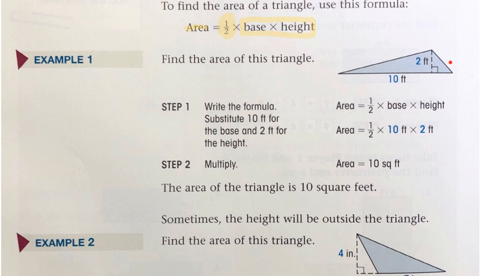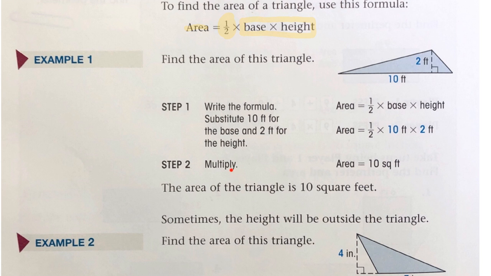Find the area of this triangle. We're given the height. The number is showing us how long this up and down portion of the triangle is, and the base is the bottom part of the triangle. So step 1, we can write the formula to remind ourselves: area equals half times base times height. Remember, you can multiply something in any order and get the same answer. Substitute 10 feet for the base and 2 feet for the height.